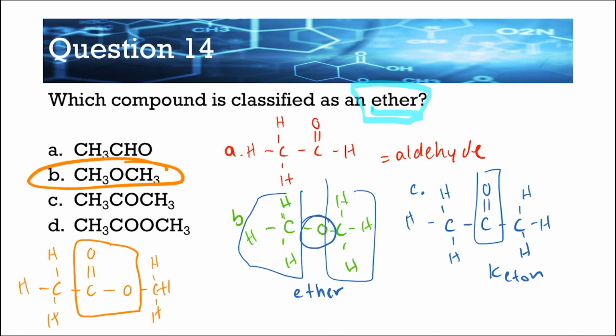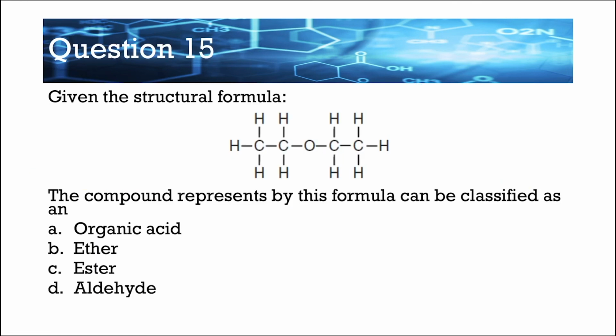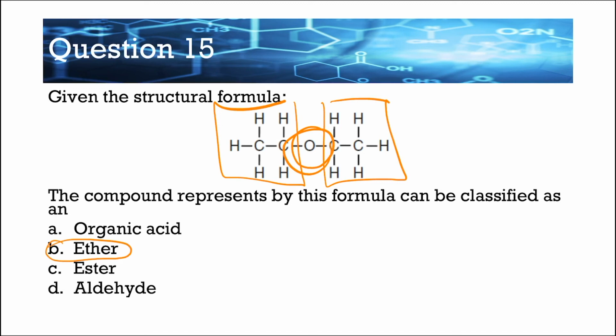You could also just tell from the condensed formula, you have one O in the middle of two different functional groups. And lastly, number 15. This compound is represented by, again, you have two carbon chains on either side of an O. So it is an ether.